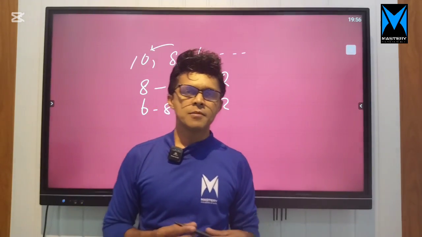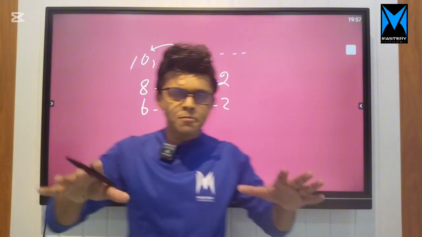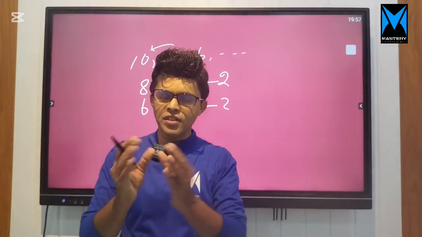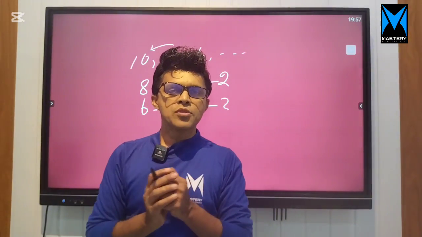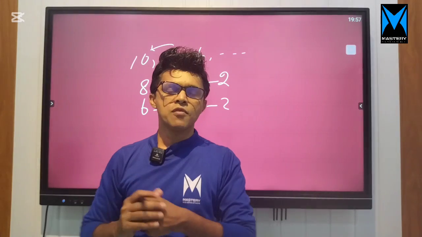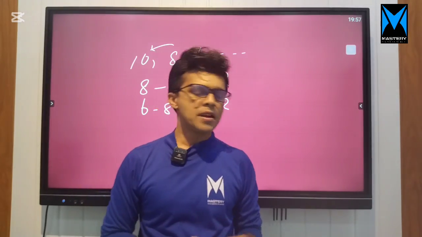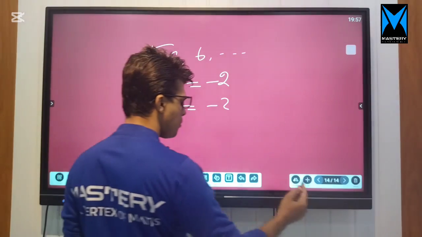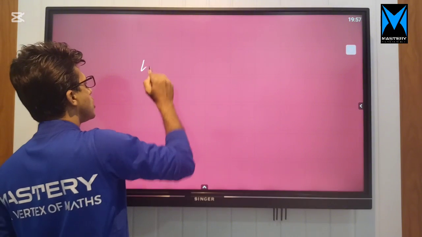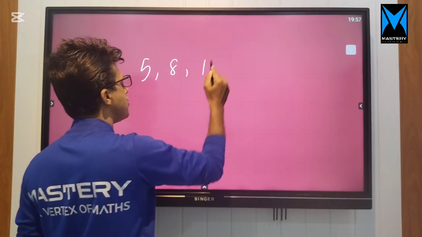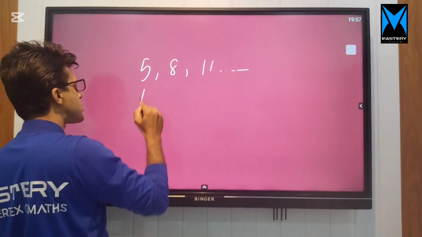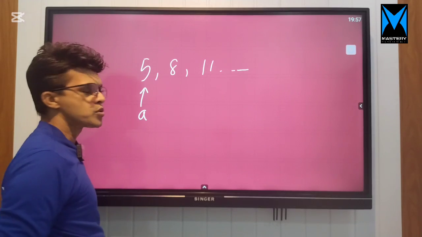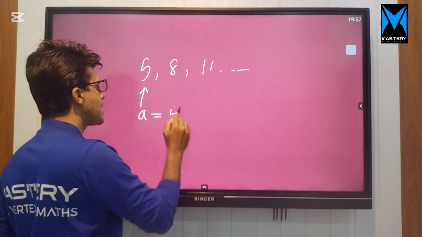So what is an arithmetic progression? If the common difference is equal between the terms of a number sequence, that's an arithmetic progression. The other points you need to know: think of 5, 8, 11 and so on. This is the first term. The first term we name using the letter a. Then here a equals 5.